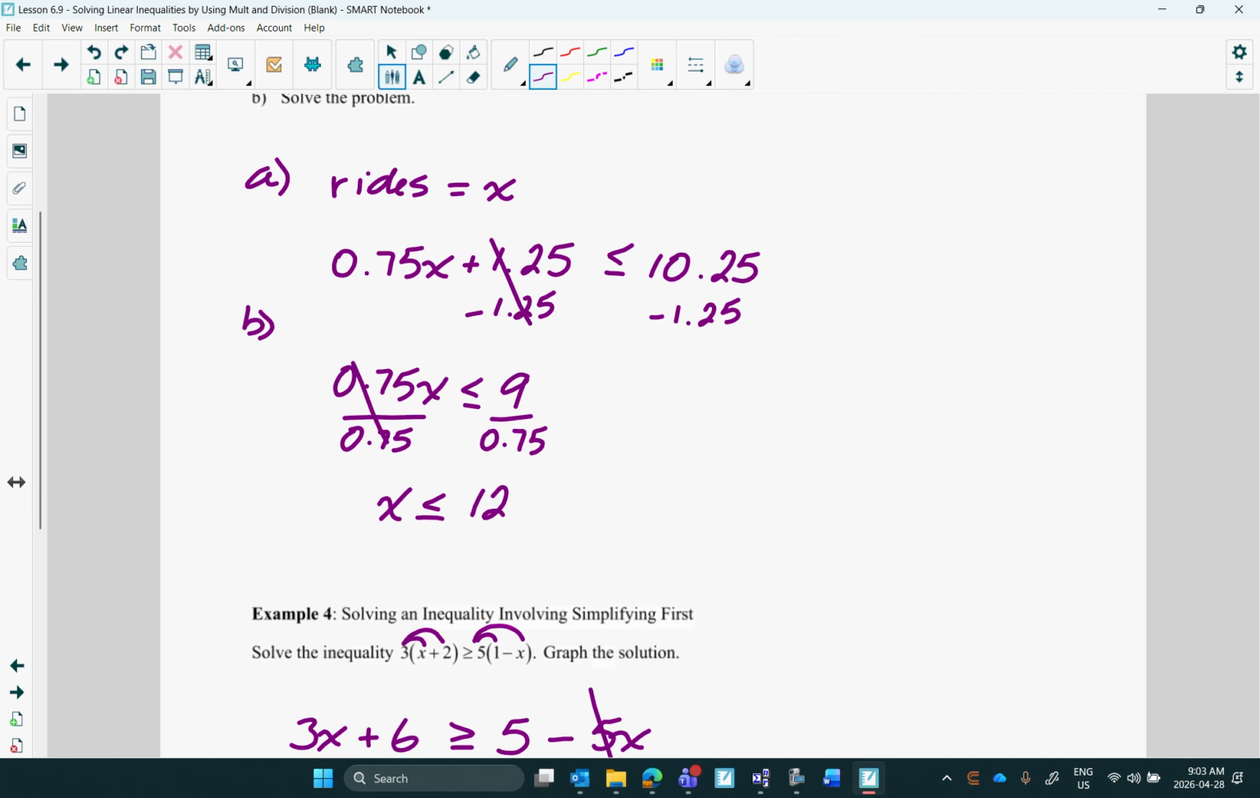So how would we answer this question? You can go on some rides. Almost. You need two more words. He can go on 12 rides or less. Because he doesn't have to. So he can go on 11, 10, 9, 8, 7, etc. Okay? You just can't go on more than 12. Good. Okay.